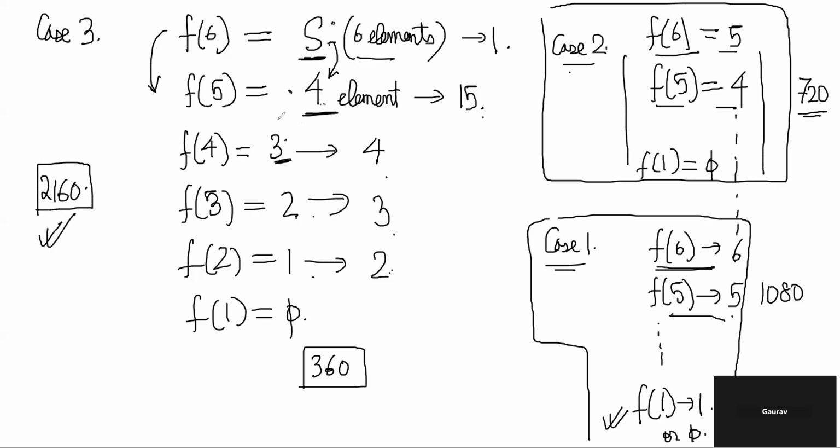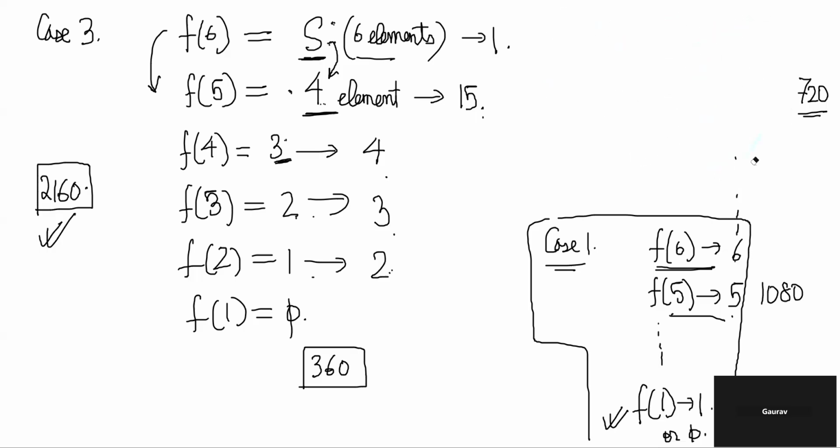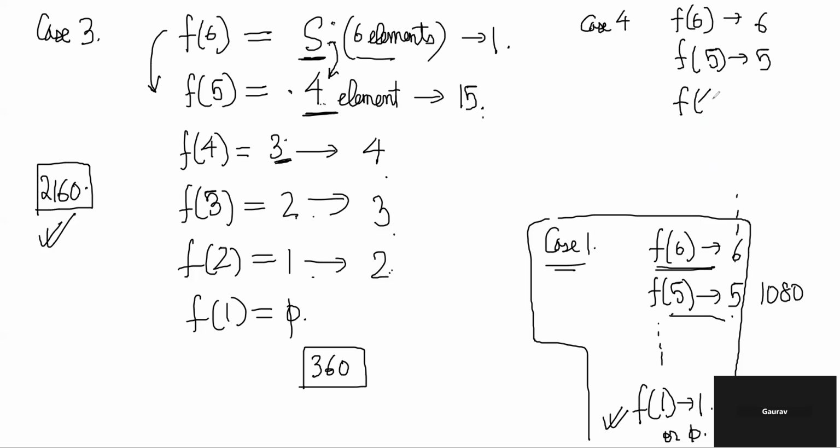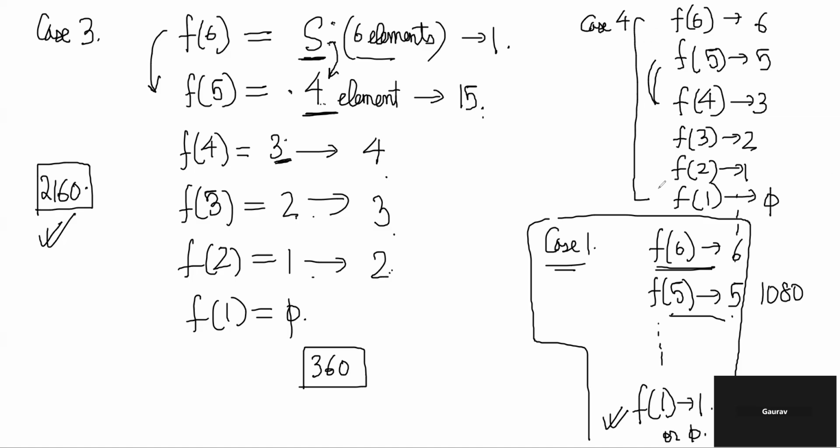Now we will look at case 4. Case 4 is also different, but now notice what I will do in case 4. So I will write it here. Case 4, you start with f of 6 as 6 element, f of 5 as 5 element, but f of 4, you will not take 4, you will take 3. Do you understand? The gap is happening here. And then f of 3 will be 2, and f of 2 will be 1, and f of 1 will be null, right? So this is also different from everything we have counted so far, right?